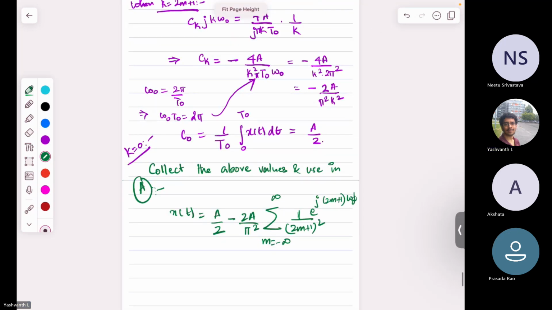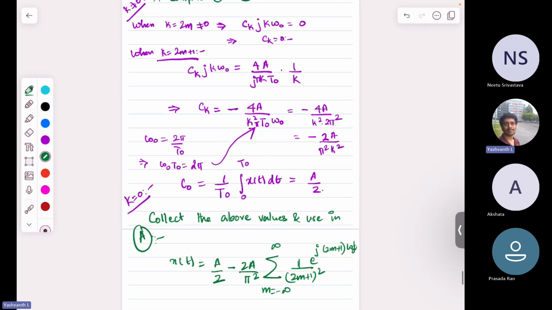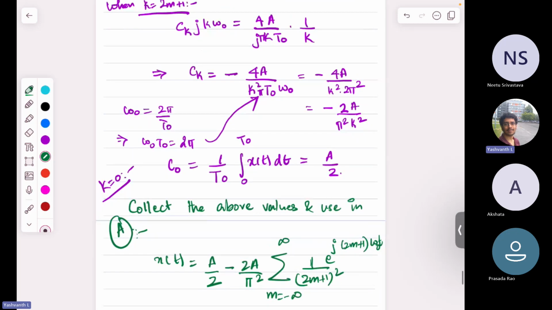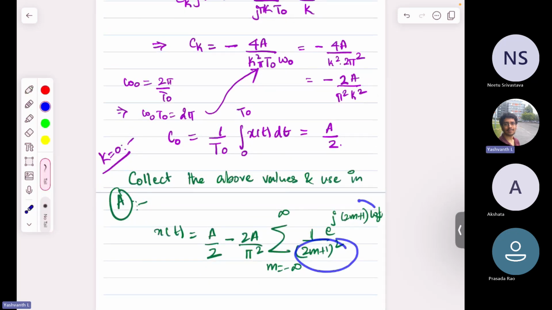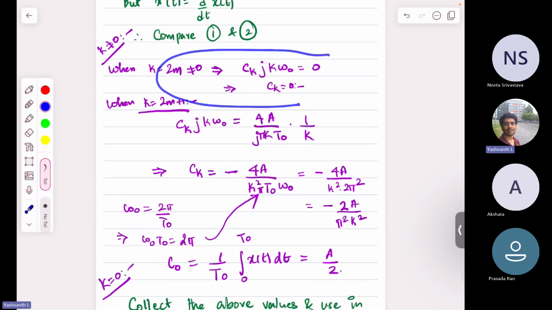Is this okay? This will automatically take care of the fact that there will not be any even harmonic in the system, because 2m plus 1 is always odd. There will only be odd harmonics. That's because for the even case your ck's are anyways 0.